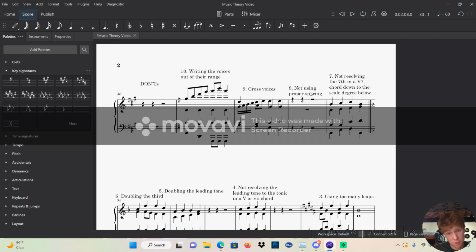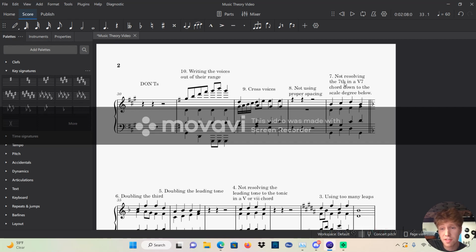Number 8, not using proper spacing. You're only allowed to have one octave between soprano and alto. Same goes for alto and tenor. And then the bass and tenor can have up to 2 octaves, but anything more than that is not allowed. And that's displayed in number 10, so I didn't make a separate example for it.